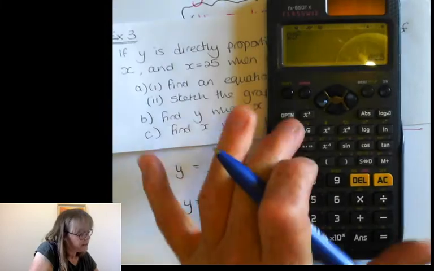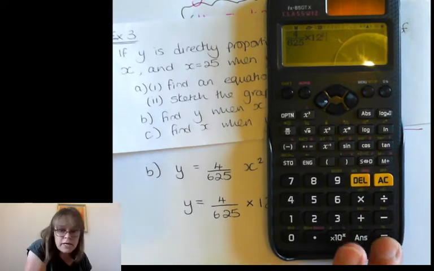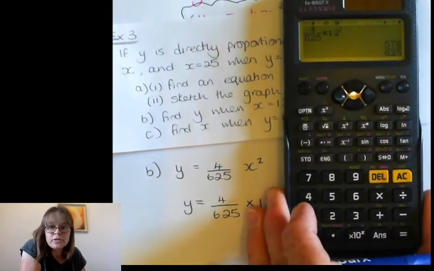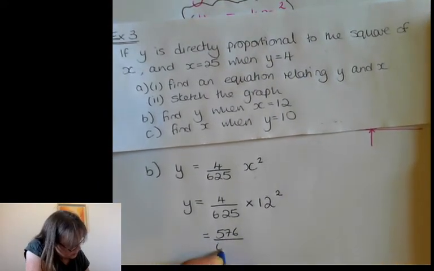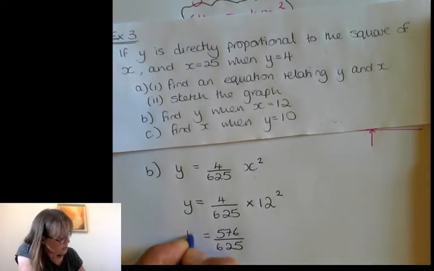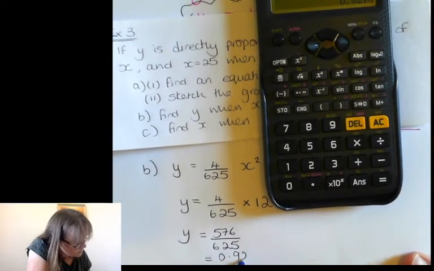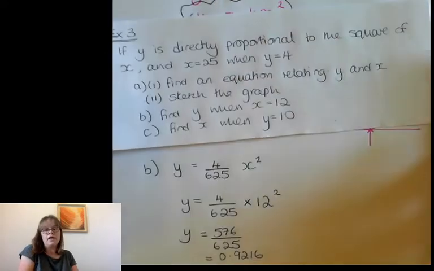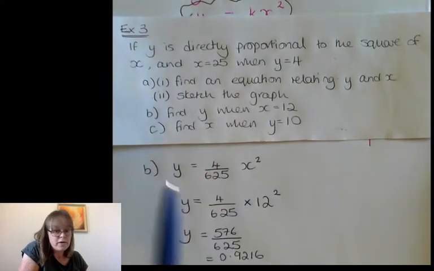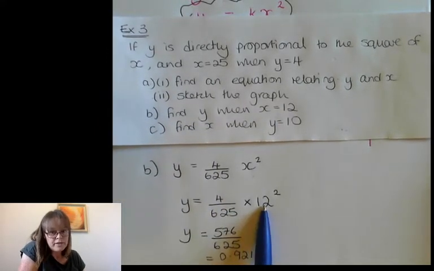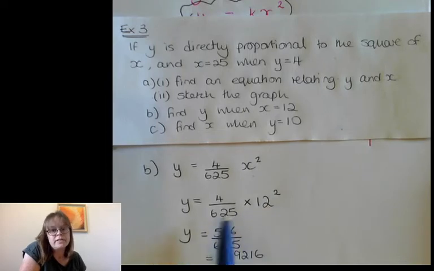Next up, grab my calculator: 4/625, and I need to multiply that by 12 squared. You can do that in 2 bits if you want, or your calculator's pretty clever, it will do it all in one go. So I have 576/625, and I can either leave that as a fraction, or if they want it as a decimal, press the SD button and write it as a decimal, whichever they've asked for. If they haven't asked, then either will be fine. So what did I do? I looked to find y when x is 12, so I rewrote the equation. I put the 12 in instead of the x, and then all in one go I stuck that in my calculator. If you prefer, you can work out the 12 squared first and then multiply it.